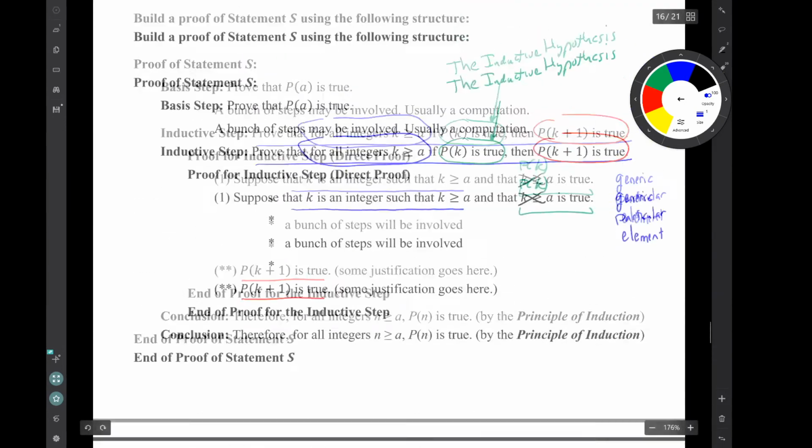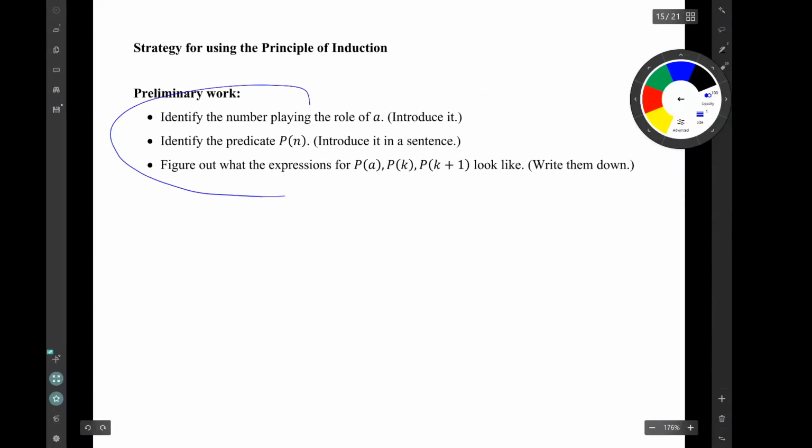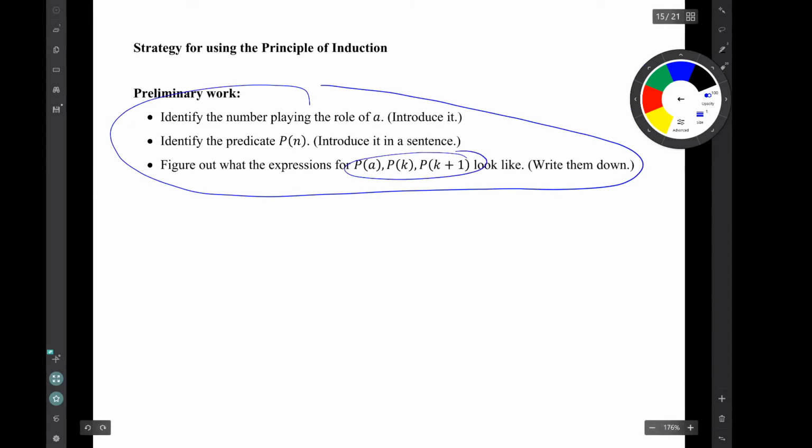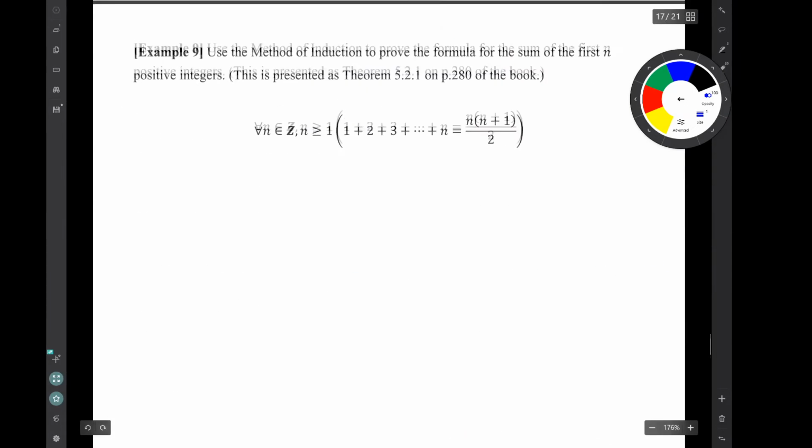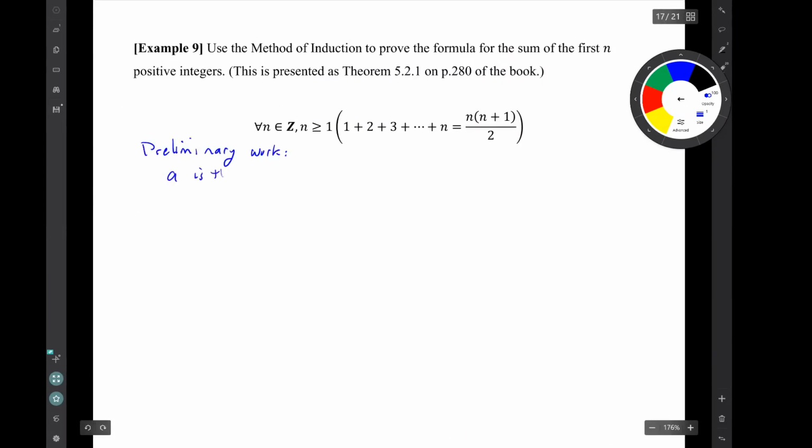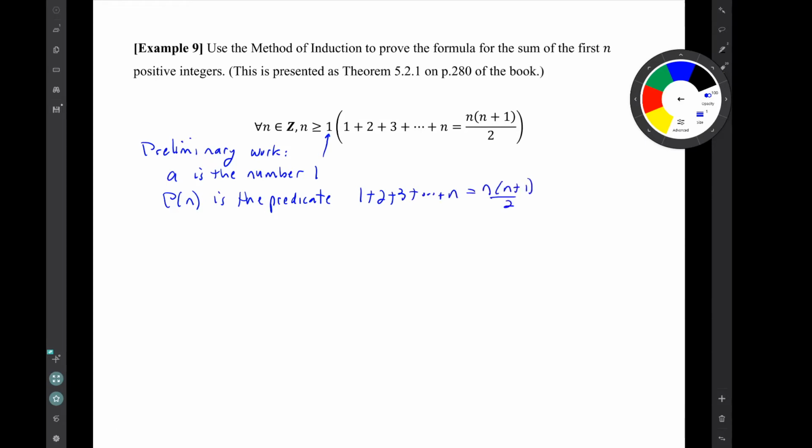Remember the preliminary work. Identify the number playing the role of a, identify the predicate P(n), figure out these expressions, write all that stuff down. So a is the number 1. Whatever number appears in that inequality is the value of a. Now we need to identify the predicate. And then what else? We need to identify P(k). P(k) is going to look just like P(n), except all the n's are going to be replaced by k.